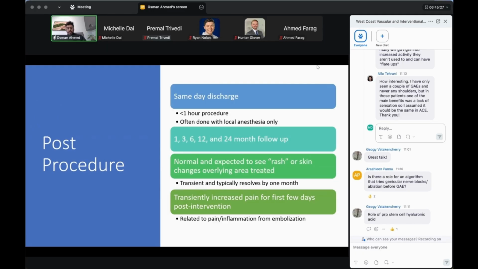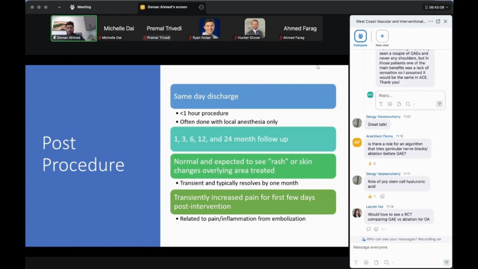Most of us who do this at pretty high volume find it takes way less than an hour, typically 30 to 45 minutes. We often do it with just local anesthesia only. And these patients do get followed closely because we are still, as Dr. Farag mentioned, in the early phase of our experience with GAE in terms of literature follow-up. So we really want to follow these patients closely out to 2 years.